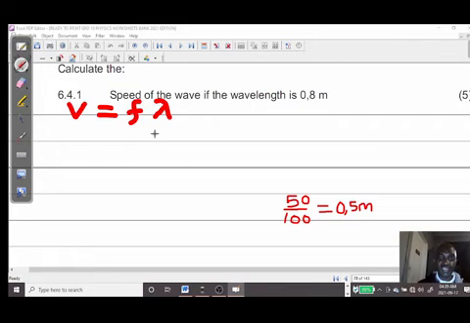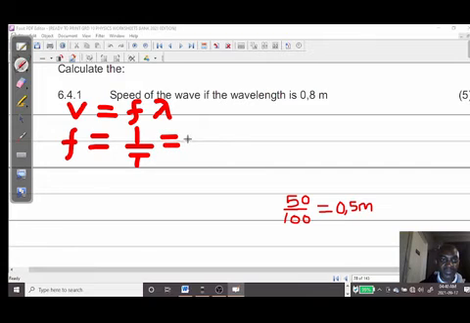The wavelength is the 0.8 they gave. What about my frequency? The frequency f is 1 divided by the periodic time. Anybody who remembers our periodic time? We said it was 8, so I have 1 divided by 8.